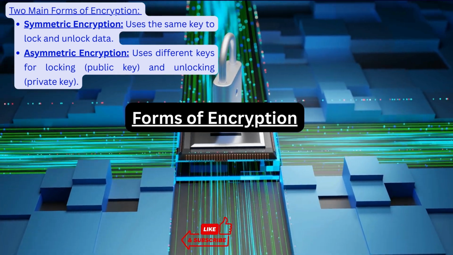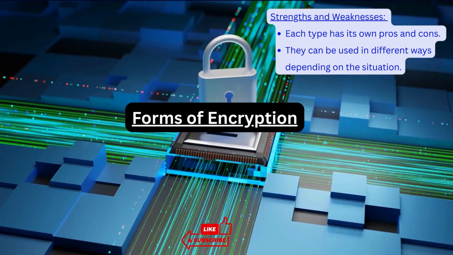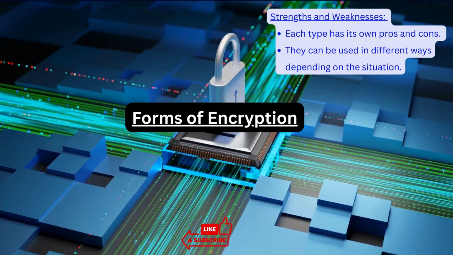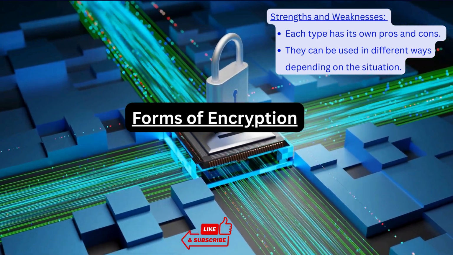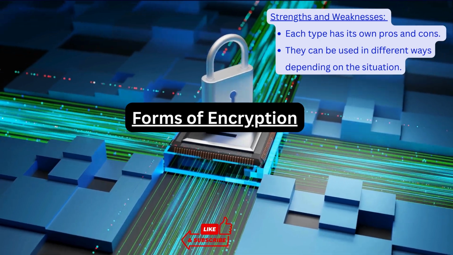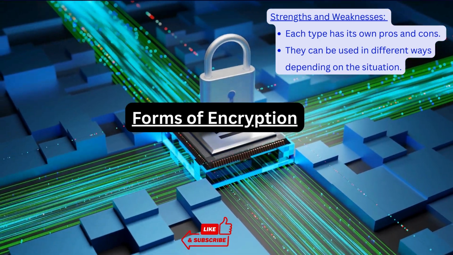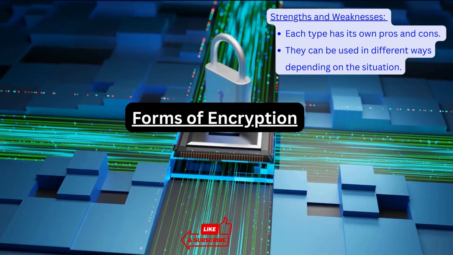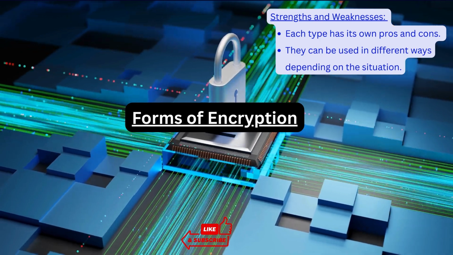Alright, let's move on to strengths and weaknesses of encryption types. So we've got symmetric and asymmetric encryption on the table. Now let's break down the real-world part, strengths and weaknesses. Each type comes with its own pros and cons. Symmetric is fast and great for large data. But key sharing? That's tricky. Asymmetric is secure for communication, but slower and more resource-heavy.